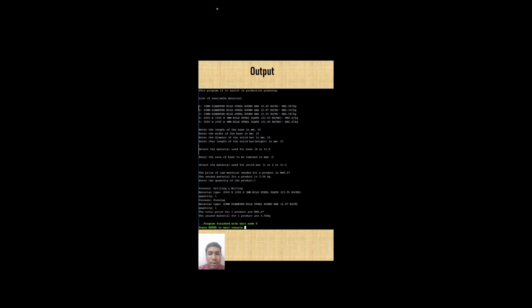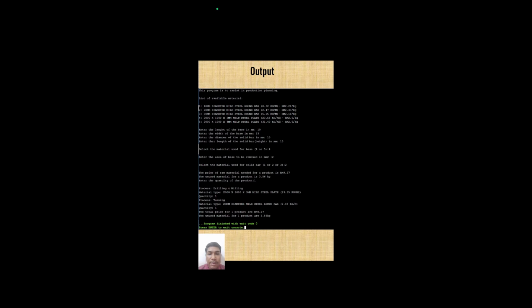The unused material for the product is 3.56 kilogram. The quantity is 1. Process: drilling and milling. Material type: 2000 by 1000 by 3 millimeter mild steel plate. That is equal to 23.55 kilogram per meter square. Quantity 1, process turning, material type 20 mm diameter mild steel round bar. That is equal to 2.47 kilogram per meter.